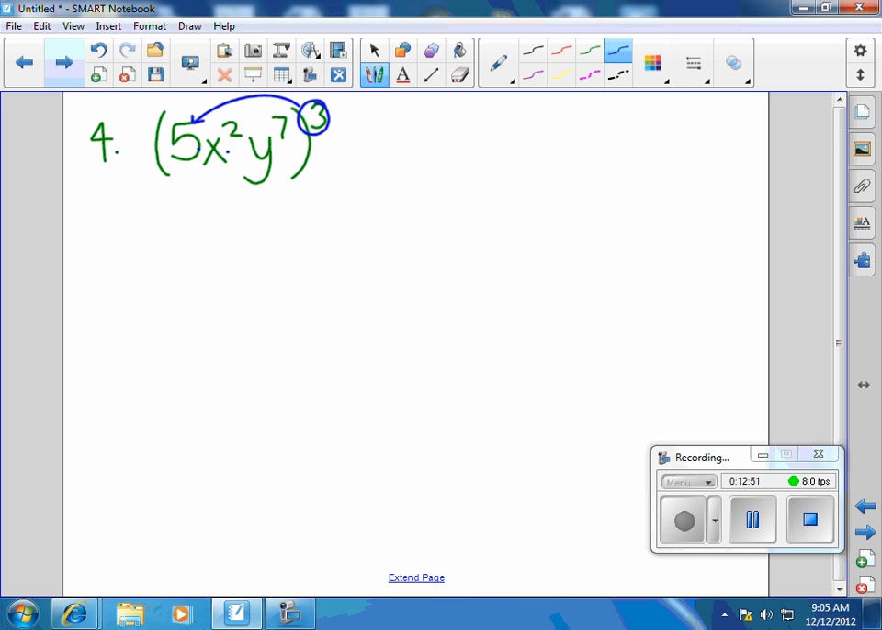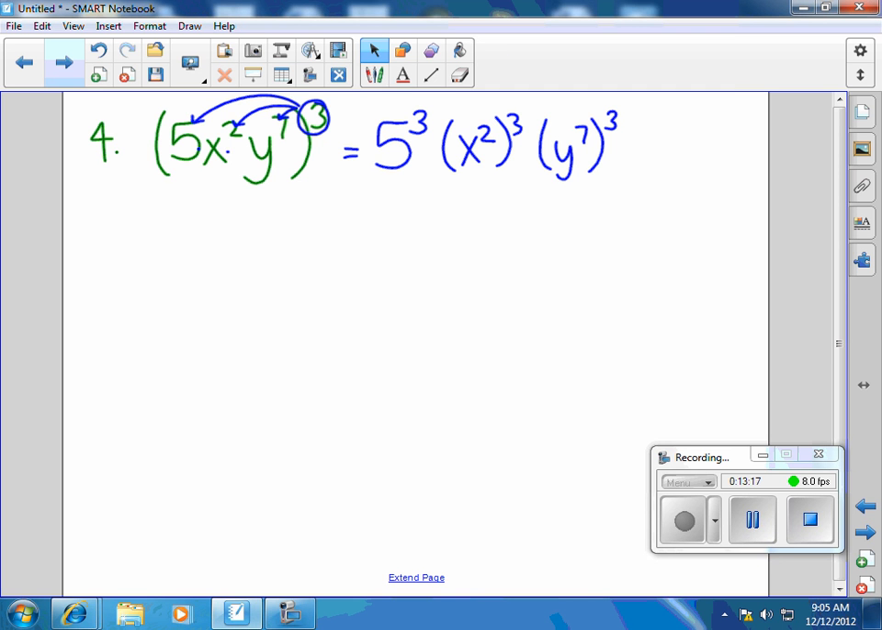So I get 5 to the 3rd power. Remember, this isn't 5 times 3. And then I have x squared to the 3rd power. And then I have y to the 7th to the 3rd power. So now I need to simplify these. We don't want to leave it like this. It still looks messy. 5 cubed, remember, is 5 times 5 times 5. You can type that in your calculator, or you could do it in your head. 5 times 5 will give me 25. Multiply it by 5 again, I end up with 125.